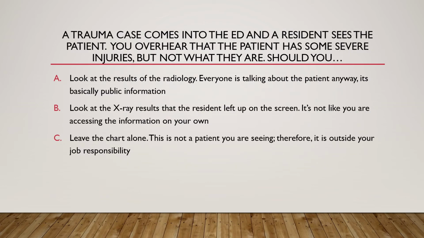So a trauma case comes into the emergency department and a resident sees the patient. You overhear that the patient has some very severe injuries, but not what they are. Should you A, look at the results of the radiology? Everyone is talking about the patient anyway. It's basically public information. B, look at the x-ray results that the resident left up on the screen. It's not like you're accessing the information on your own. C, leave the chart alone. This is not a patient you are seeing, therefore it is outside your job responsibility. Again, take a few seconds to think on this one.